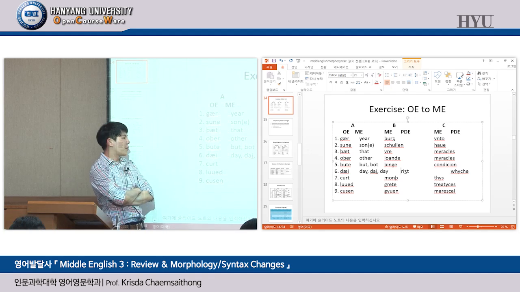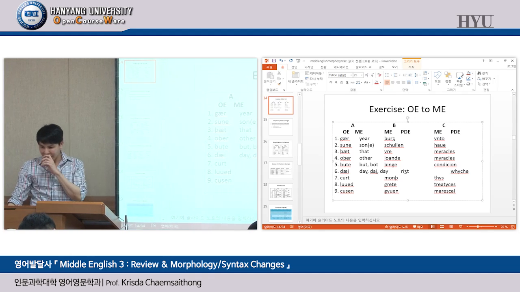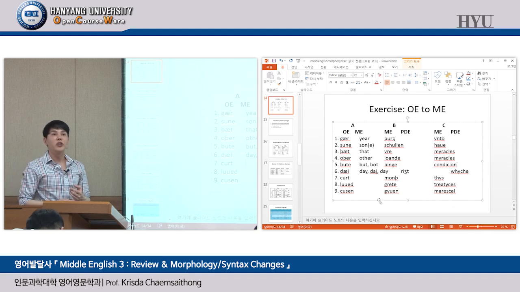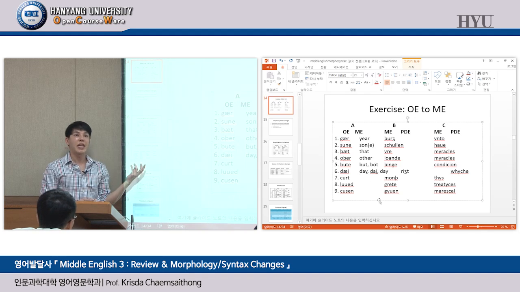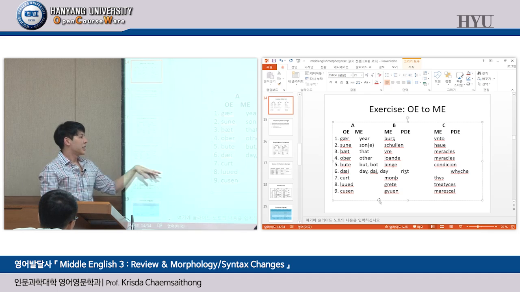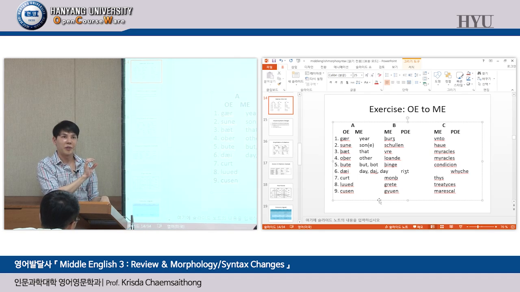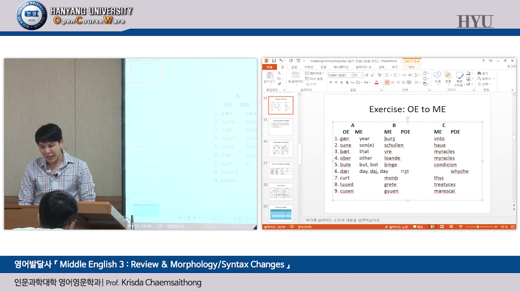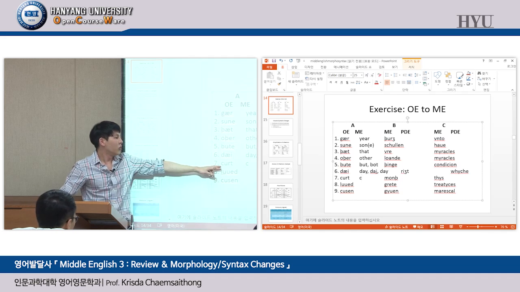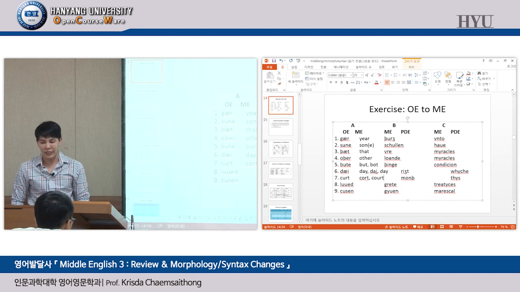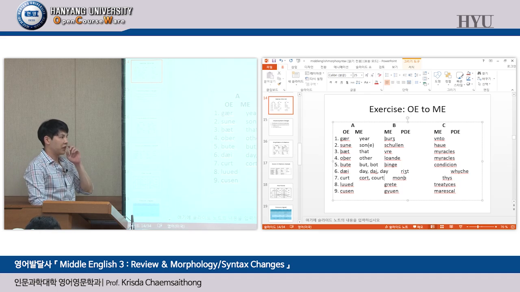Right? Number 7. C before the U is the same, right? Because C before the U is pronounced with a K, and we keep that convention, remember? So it's C, and URT, sometimes you will see CORT, right? And sometimes you might see COURT. So anything is possible.